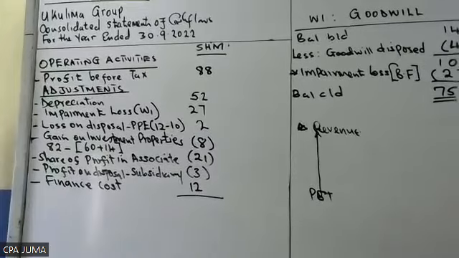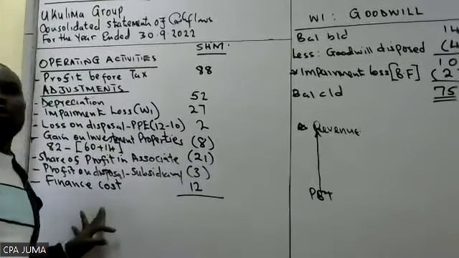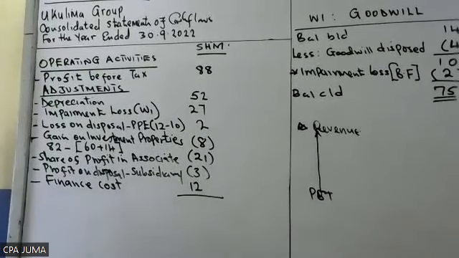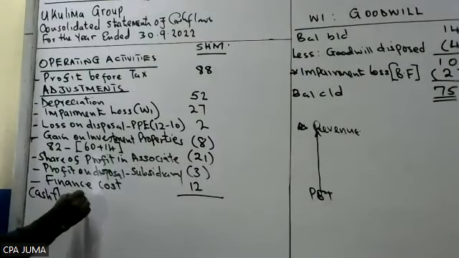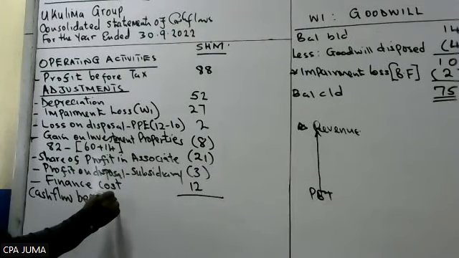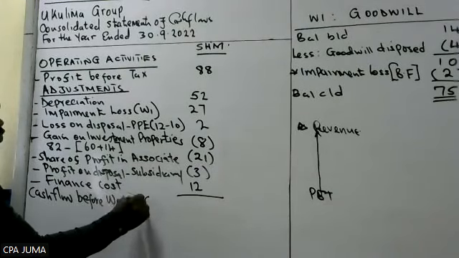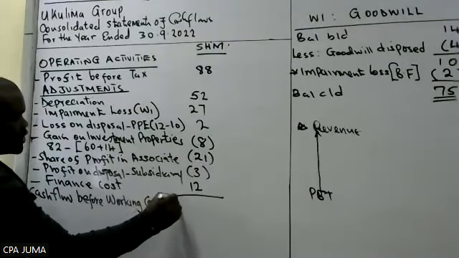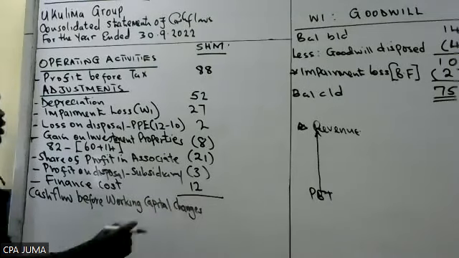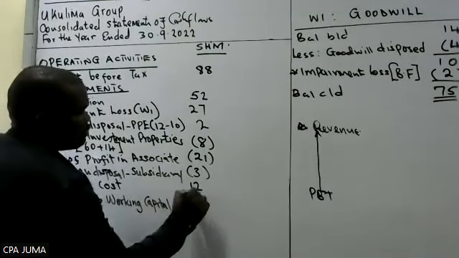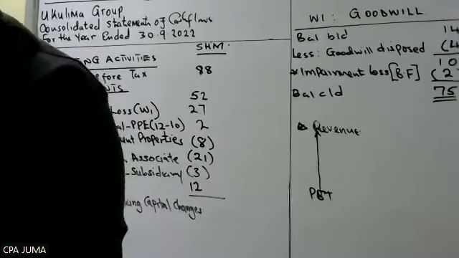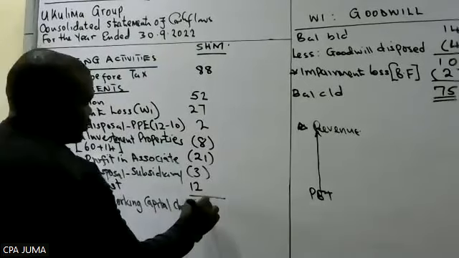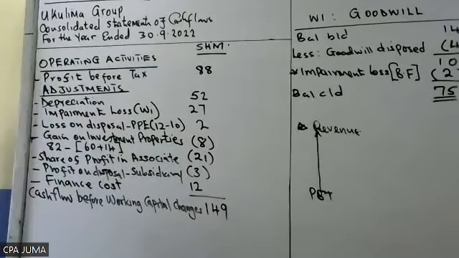So people normally call it cash flow before working capital changes. People are getting 149. So this is cash flow before working capital changes, 149 as per your answers. Positive, isn't it? Yes, so this is positive, 149.